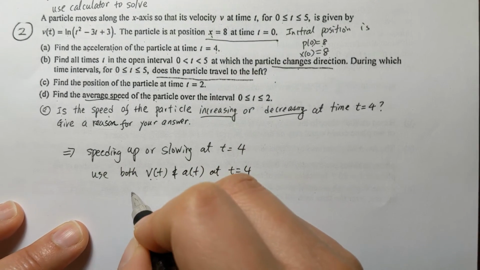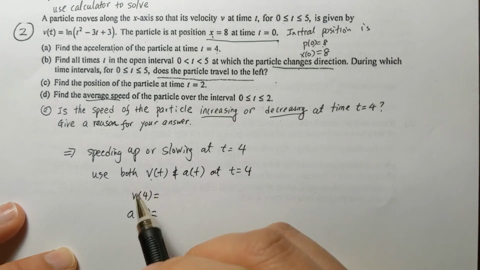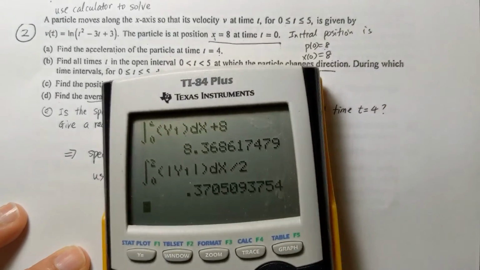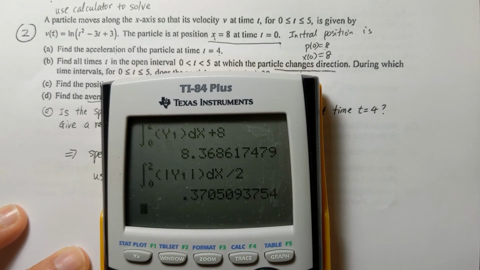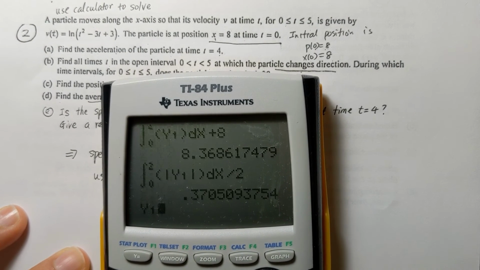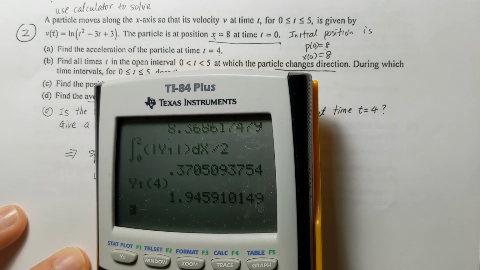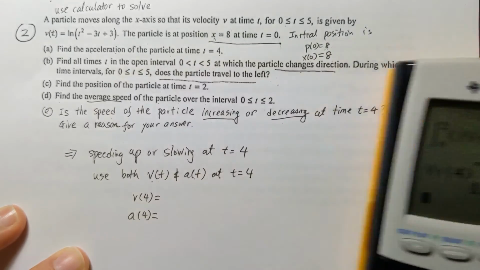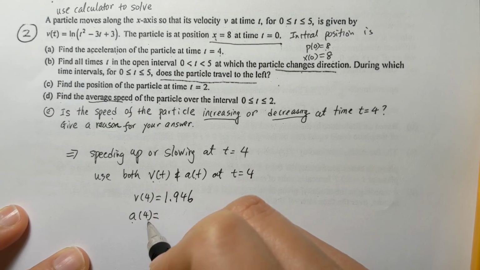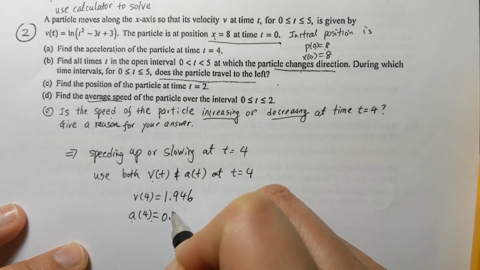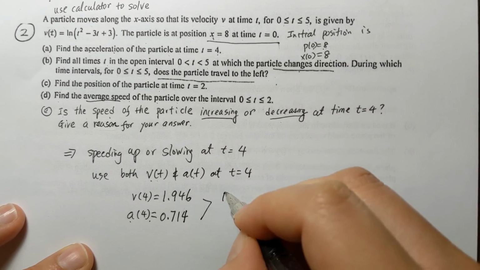So now we're going to put v of 4 and a of 4. Let's find out how much v of 4 is. So we already know that this function means the v. So we go back to the main screen and do y1 of 4. So we got 1.946. And then we already found a of 4 from part A, which is 0.714.